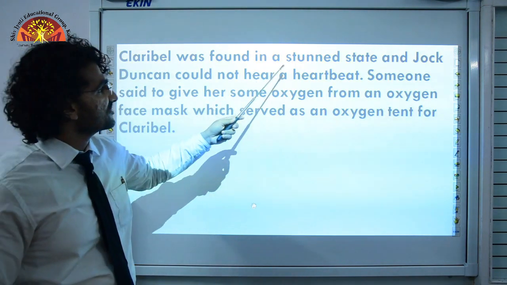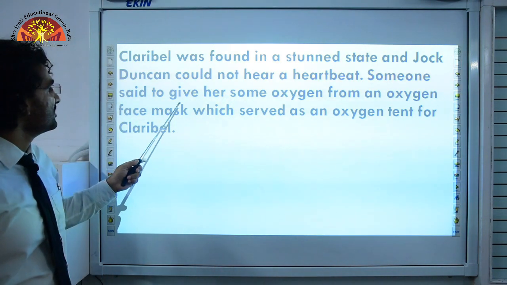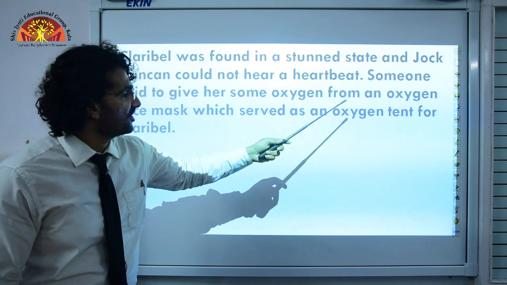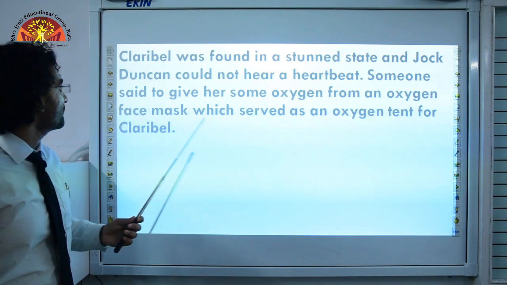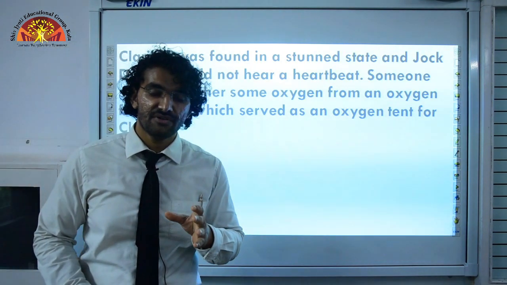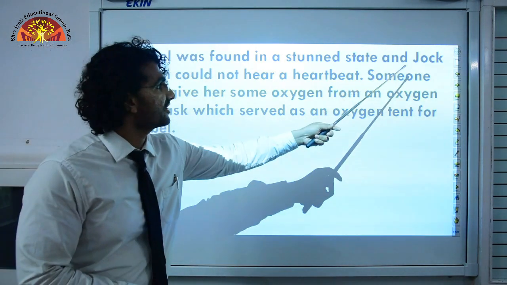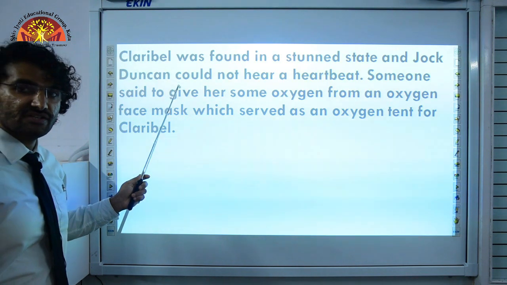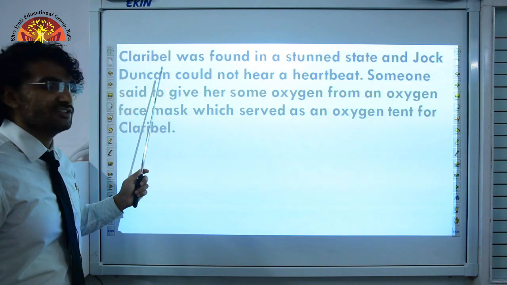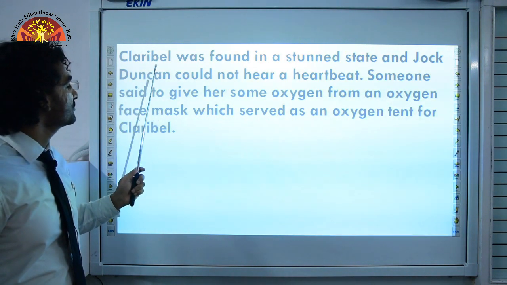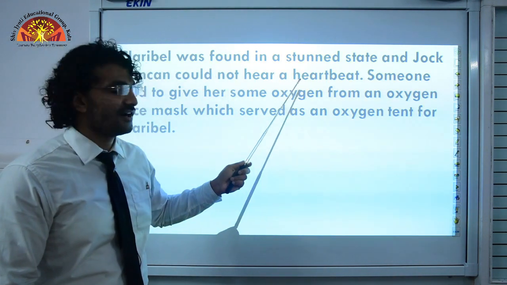Claribel was found in a stunned state, and Jock Duncan could not hear a heartbeat. Someone said to give her some oxygen from an oxygen face mask, which served as an oxygen tent for Claribel. Claribel is found and she is unconscious. When we were discussing the characters, we talked about Jock Duncan. He is the cook, the doctor, the dietitian. He is very talented. He has so many skills. So Jock Duncan could not hear a heartbeat.